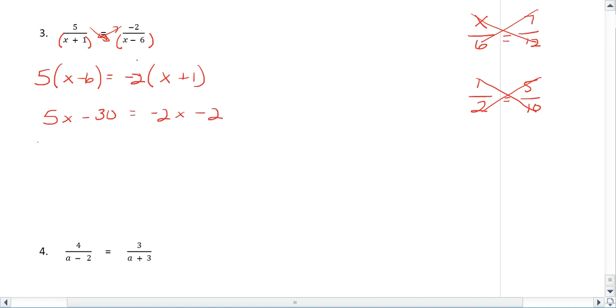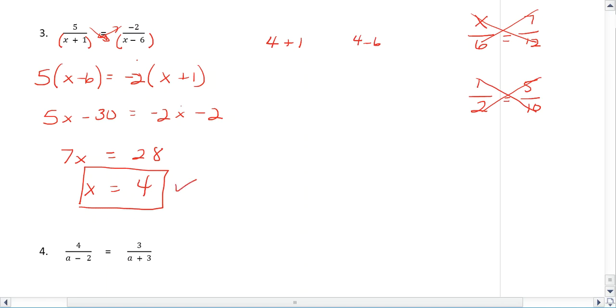Get your x's together on one side and the numbers together on the other. So add a 2x to both sides and add a 30 to both sides. And then divide both sides by 7. And remember, we do have to check this answer in our denominators and make sure it does not bring a denominator to an answer of 0. So in the first denominator, you can just check this mentally. 4 plus 1 is 5, so that's not a problem. In the second denominator, 4 minus 6 is negative 2, so this answer checks out just fine.